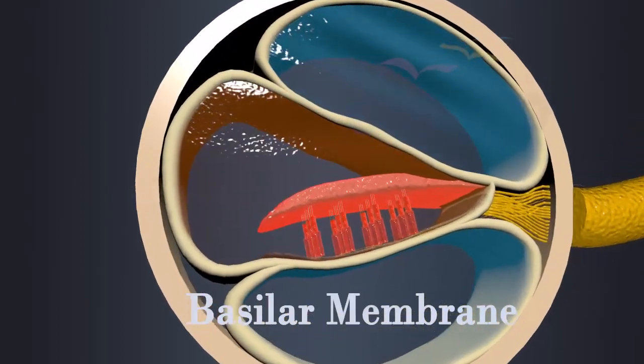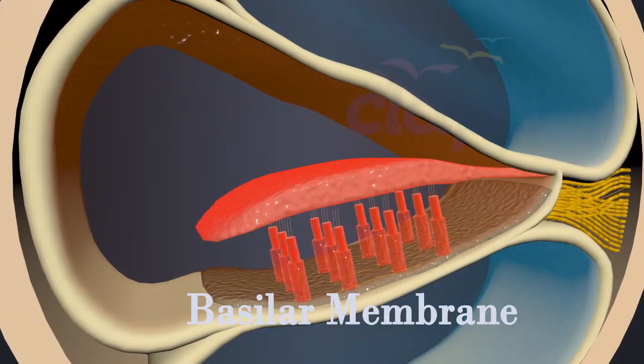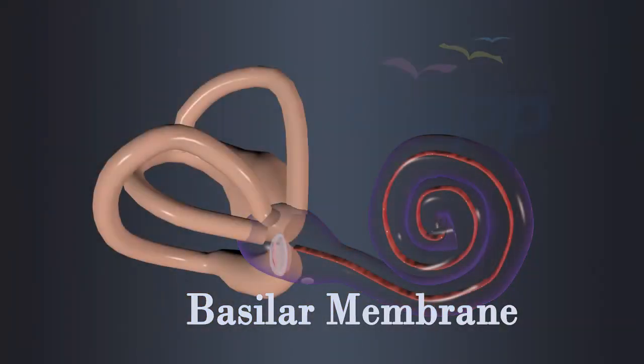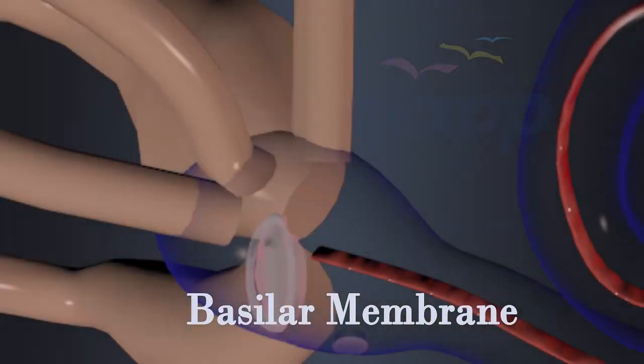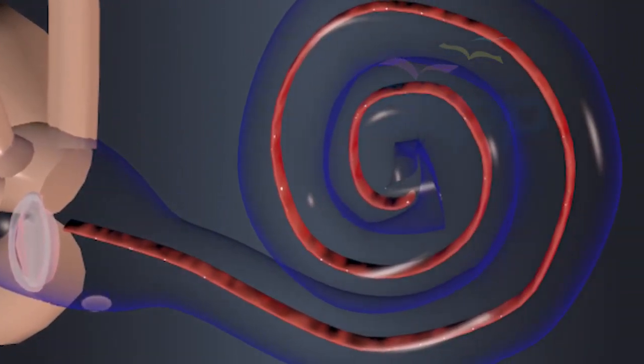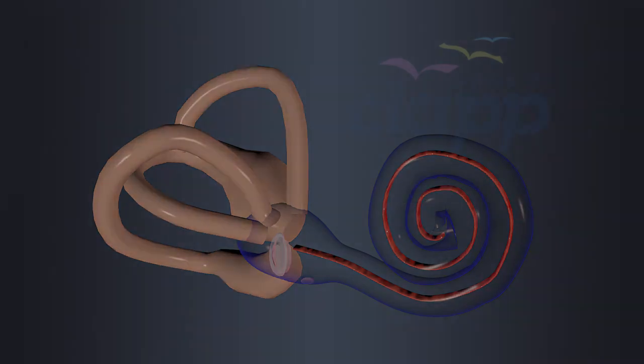Basilar membrane. A flexible membrane structure located below the cochlear duct is called the basilar membrane. The basilar membrane extends along the entire length of the cochlea. This membrane varies in stiffness from base to apex. High-frequency sound waves cause vibrations near the base, and low-frequency sounds cause vibrations near the apex.